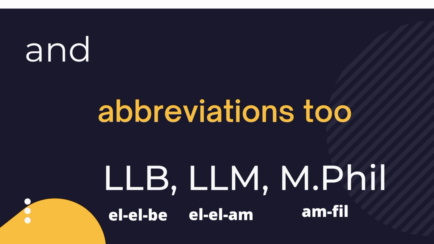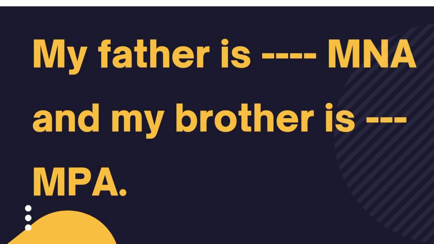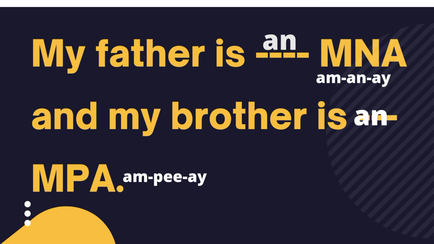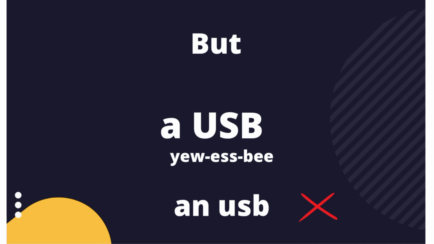And some abbreviations are also preceded by an. For example, LLB, LLM, MPhil. If you see in these abbreviations, the sound is not L or M, the sound is el and em. So how will you fill in these blanks? My father is dash MNA and my brother is dash MPA. I'm sure your answer is my father is an MNA and my brother is an MPA.